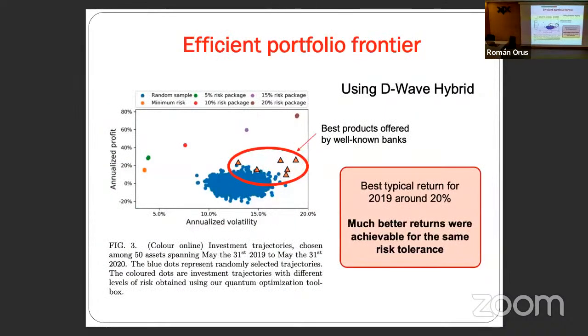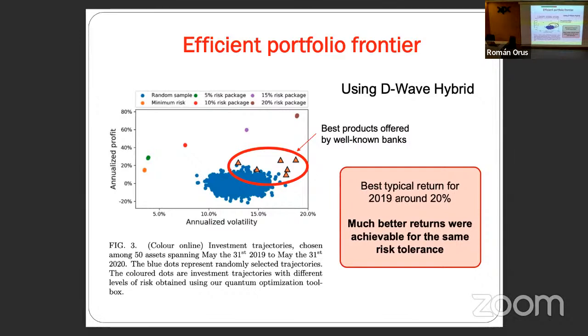This is an example of the type of results that we were getting. It's a summary of the results actually. So it's one of these points. Is a portfolio, okay? It's a product that the banks come and sell you, okay? And in this plot, here you have the risk, which is the volatility. Here you have the returns, which is the profit. And of course, you want to be very high in the vertical axis and very much to the left in the horizontal one, no? This is a random cloud of points, of portfolios.